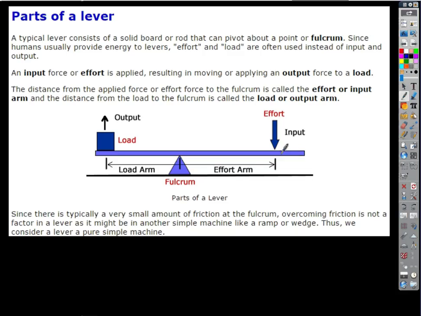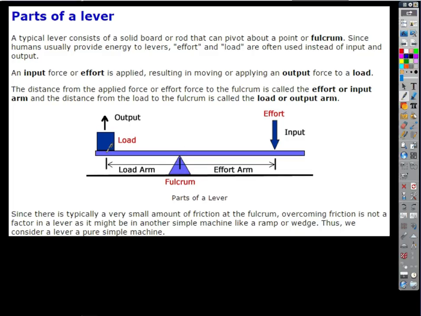So what's going to be the amount of work that's done? Let's do a little calculation here. For the sake of argument, let's say that the distance between the fulcrum and the input force is twice as large as the distance between the fulcrum and the output force, okay?